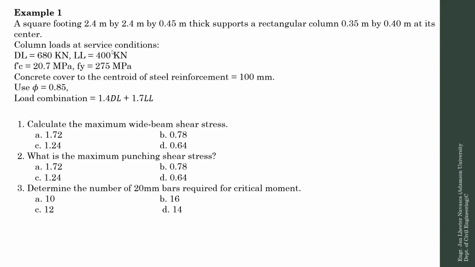Okay. The column loads at service condition, meaning unfactored loads. We have 680 kilonewton dead load and live load of 400 kilonewton. With the compressive strength of concrete f'c of 20.7 and Fy of 275. The concrete cover to the centroid of steel reinforcement is 100 millimeters, and use a reduction factor of 0.85. Okay, so this factor is from NSCP 2001. That is why the load combination is 1.4 dead load plus 1.7 live load.